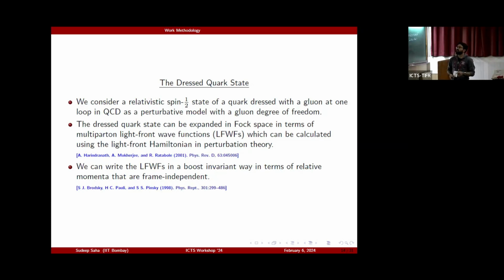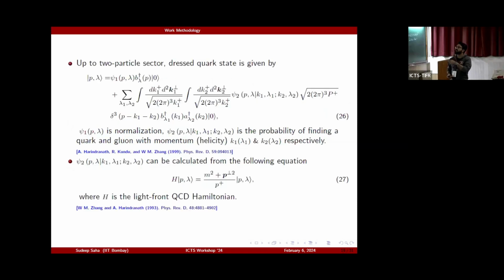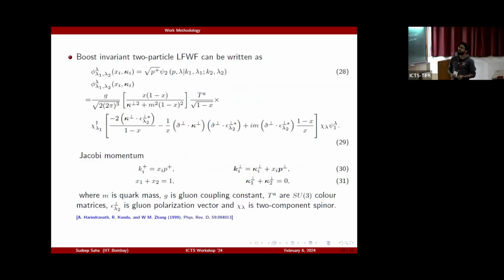So up to the 2 particle sector, this is our dressed quark state, where psi1 is the normalization and psi2 is the probability of finding a quark and gluon with momentum and helicity k1, k2 and lambda 1, lambda 2 respectively. This psi2 can be calculated from this eigenvalue equation, where H is the light front QCD Hamiltonian. So this is the expression for the boost invariant 2 particle light front wave function written in terms of relative momenta coordinates. So this expression is independent of the momentum of the composite system.